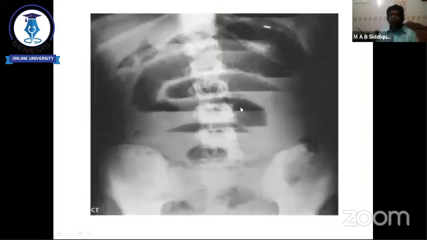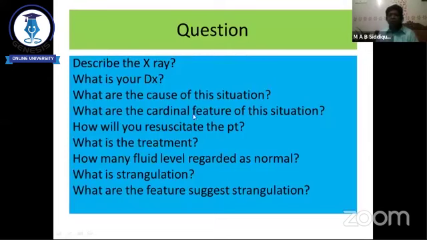So I am going to the question session. Then, how will you resuscitate the patient? The resuscitation is like correction of the fluid and electrolyte, anti-suction, catheterization, and proper antibiotic, analgesics, like that.